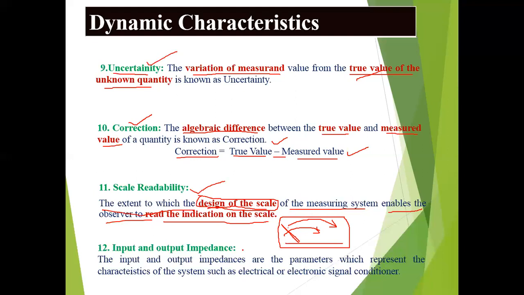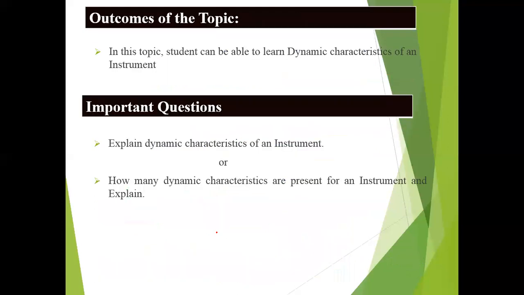Last one, input and output impedance. The input and output impedances are the parameters which represent the characteristics of the system, such as an electrical or electronic signal conditioner. The overall characteristics, we can get awareness of, or become familiar with, through the values of input and output impedance of any instrument. These are dynamic characteristics of an instrument.